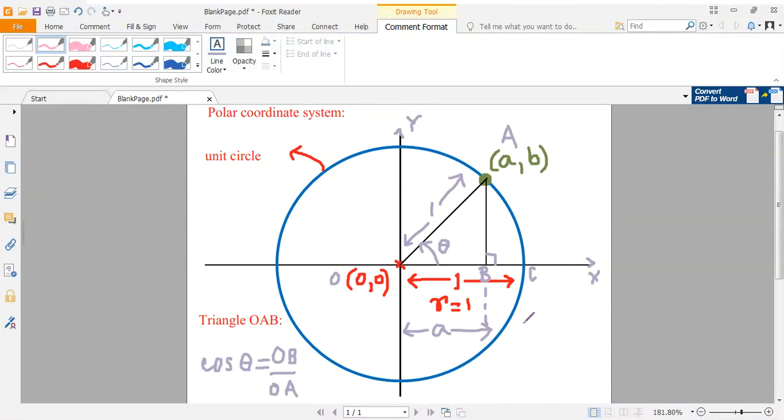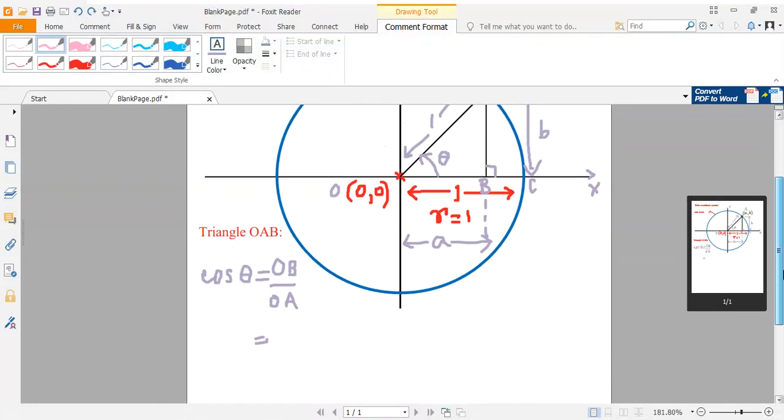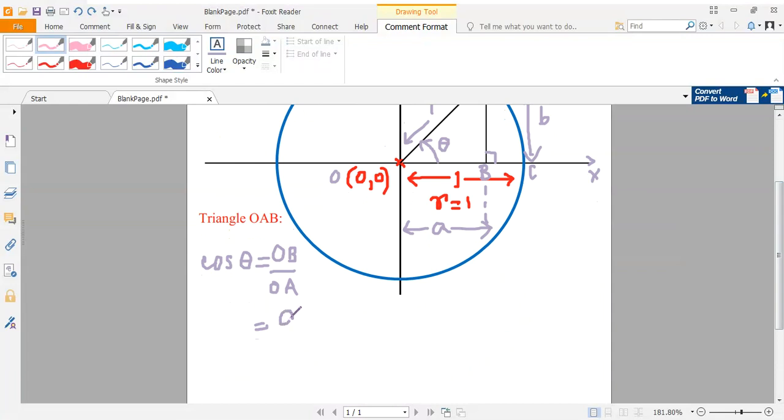So this distance is A, and this distance, let me just use a single straight line, and this length is B up until this point. So this distance is A units, and this distance is B units. So OB is actually A, right? So I can replace OB with A.